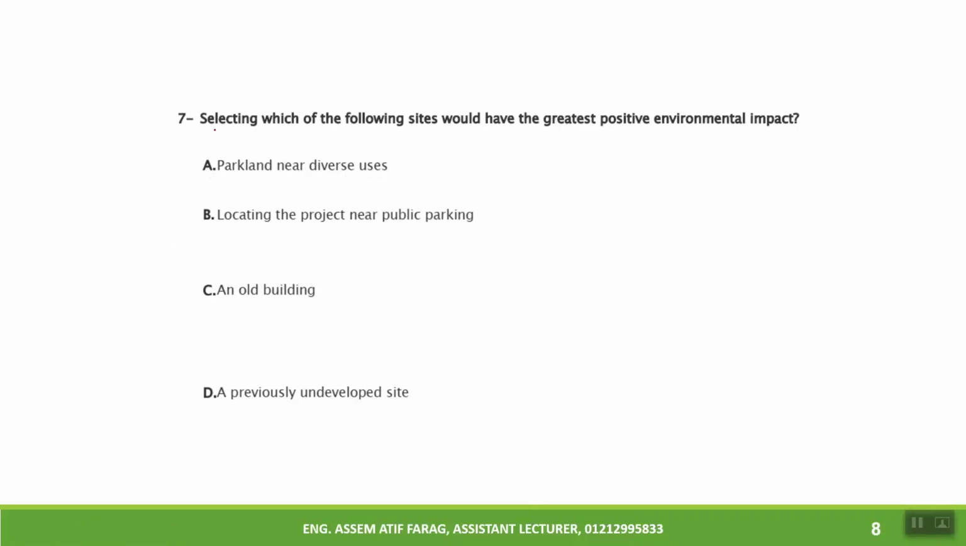The next question says, selecting which of the following sites would have the greatest positive environmental impact. A parkland near diverse uses. A parkland is defined as open space and should be avoided for building on. So, parkland is not a suitable option to have a positive environmental impact. The next option, locating the project near public parking. Locating the project near public parking may reduce the project parking needs, but this is not the best answer choice.